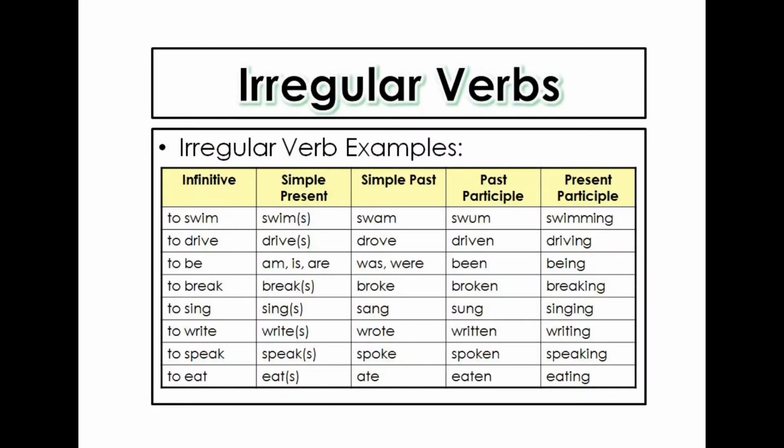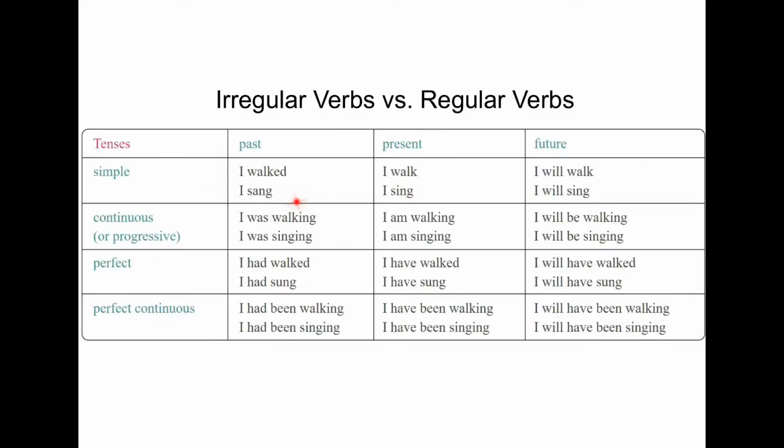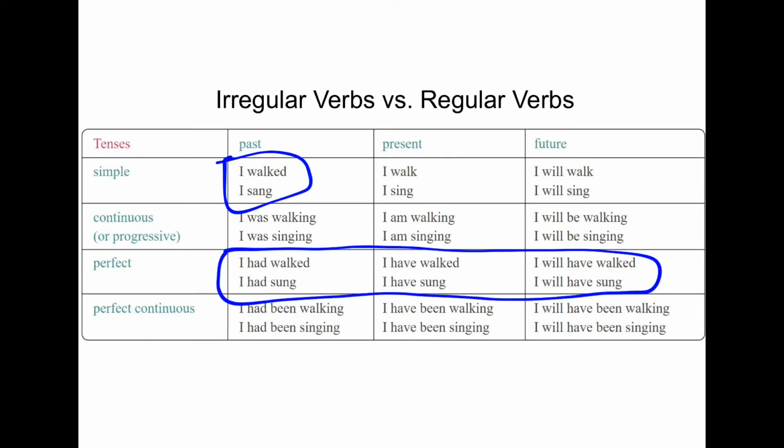Irregular verbs don't follow that same ed and ing pattern, and we see things like swim, swam, swum, or break, broke, broken, sing, sang, sung. And again, you use the verb form based on which tense you're trying to use. So primarily it's here in the simple past and the perfect tenses that we use those irregular forms. We can see that a regular verb like walk is on top and an irregular verb like sing is on the bottom in each of these columns.